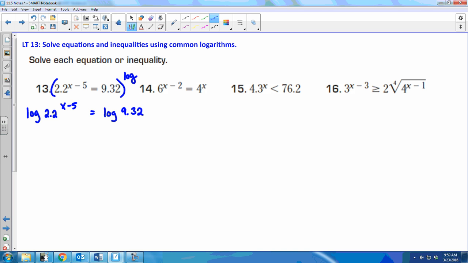The log properties allow us to do something. When we were solving logs before, if we had a value in front of the log, we rewrote it as the exponent at the end, right? Well, here I'm trying to get the x minus 5 out of the exponent, so I can use that same property to do the opposite. I can take the x minus 5 and bring it out front using that same power property. So I can rewrite that as x minus 5 times the log of 2.2 equals the log of 9.32. That makes sense to everyone?